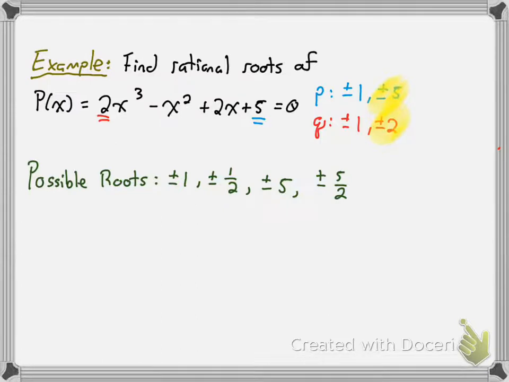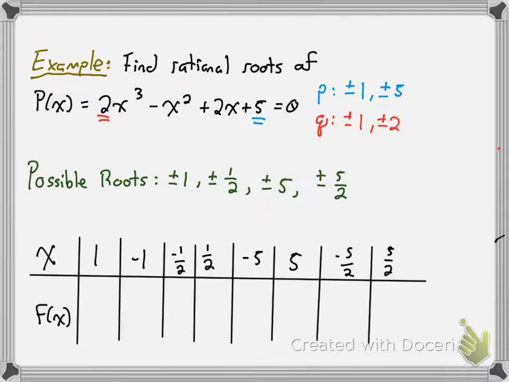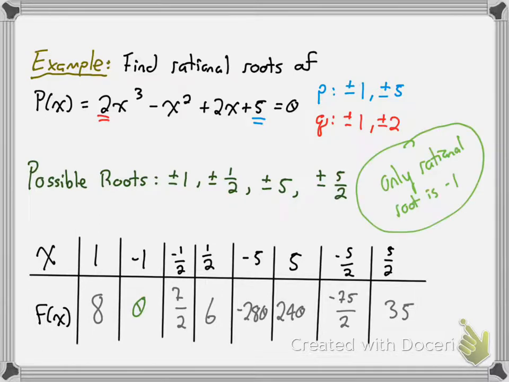So in class, you'll have a table, and what you're going to want to do is plug these numbers in or use synthetic division to figure out which ones would be roots of the equation. So looking at our table here, here's all our possible roots written out. If I find the values of all of these, I would find that the only x value that gives me 0 is negative 1. So from here, I can conclude that the only rational root is negative 1.